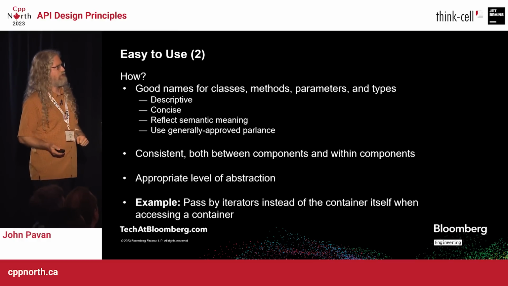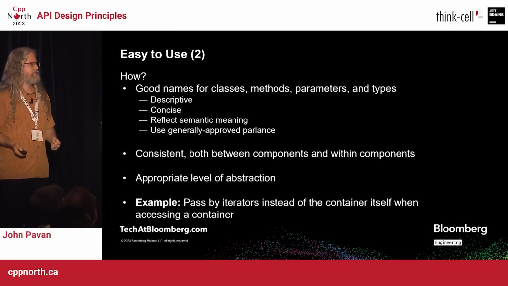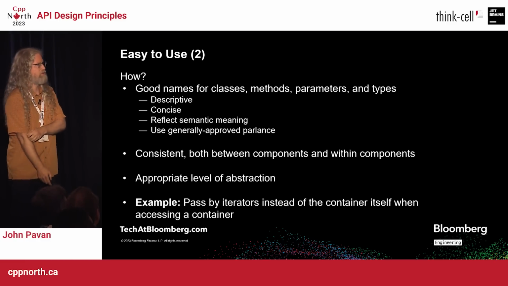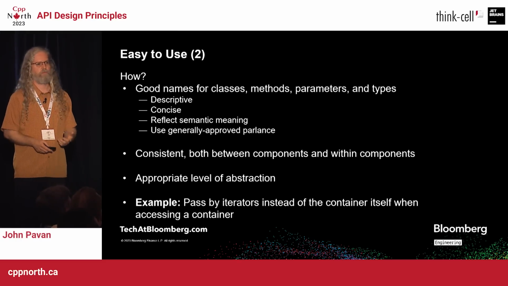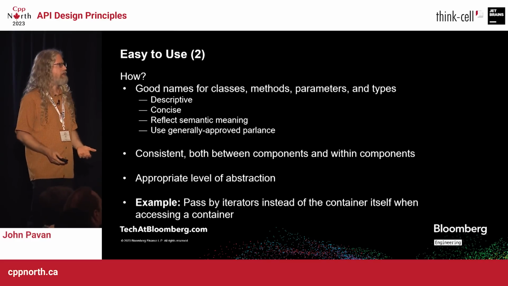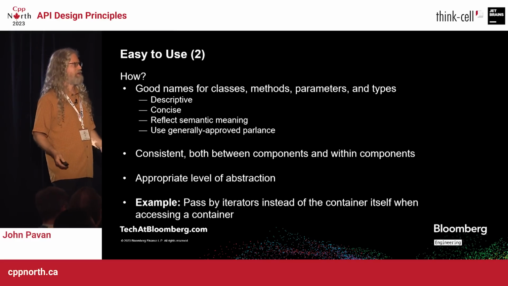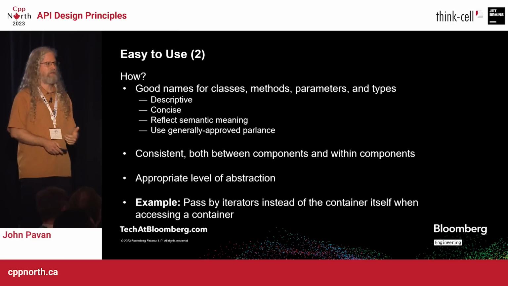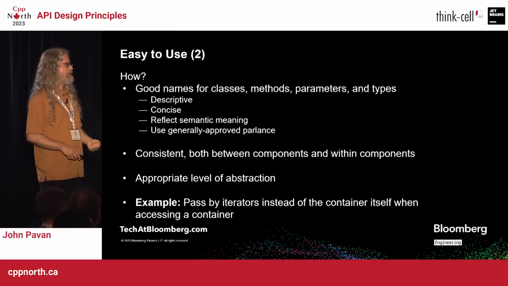You want the names to reflect semantic meaning, and you want them to use generally approved parlance. So by semantic meaning, it means that you should talk about what they're actually used for, what they're actually doing, not what they are. That makes it much more likely that the names will continue to be useful in the future because maybe the underlying implementation has to change, but what they're used for ends up being the same.